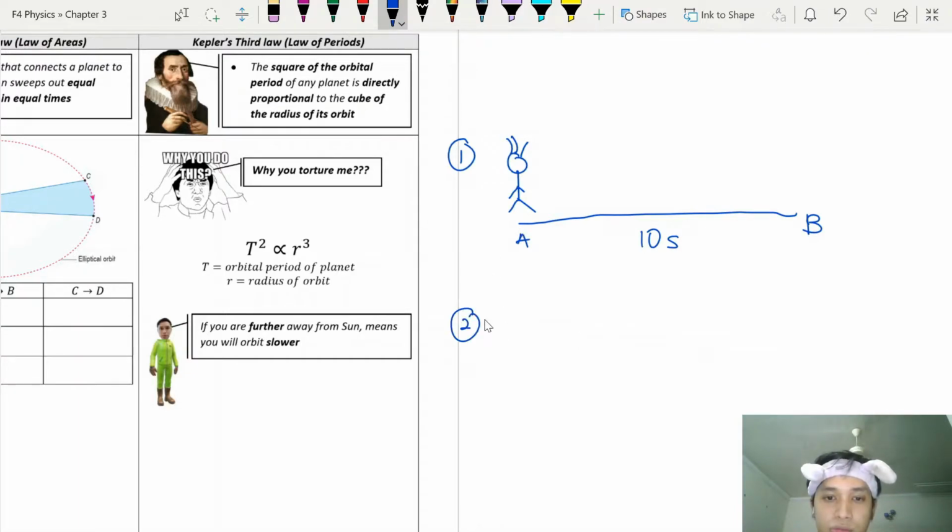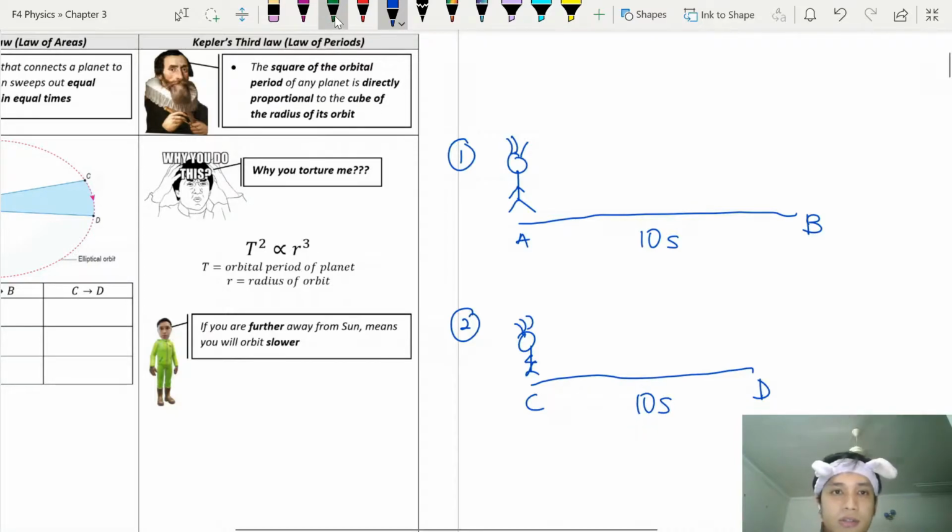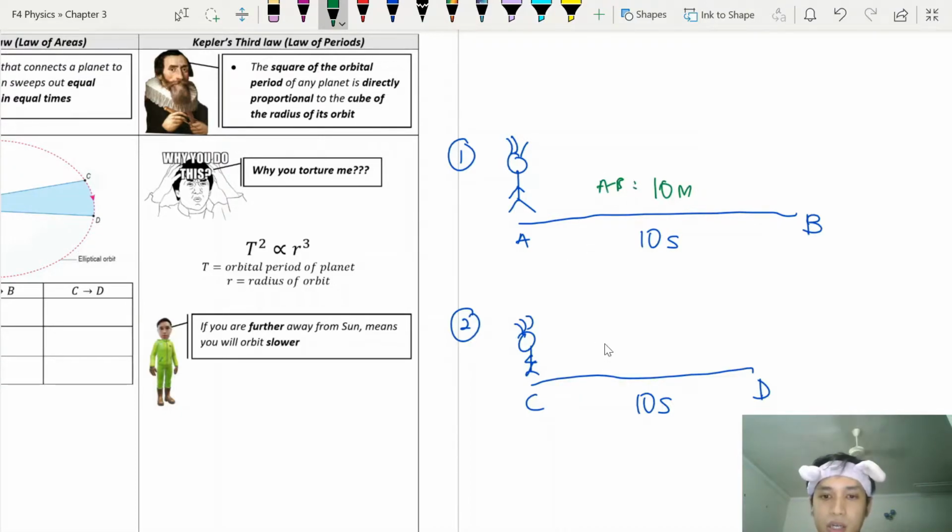Now situation 2, still me, always will be me. Same amount of time, 10 seconds. Let's say that for AB in situation 1, in 10 seconds I was able to travel 10 meters, meaning from A to B. Whereas from C to D, let's say I'm traveling 7 meters.